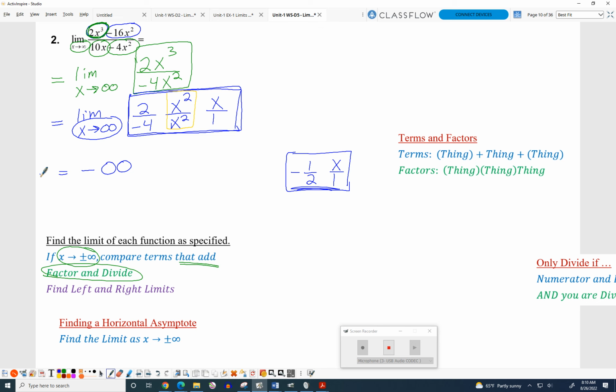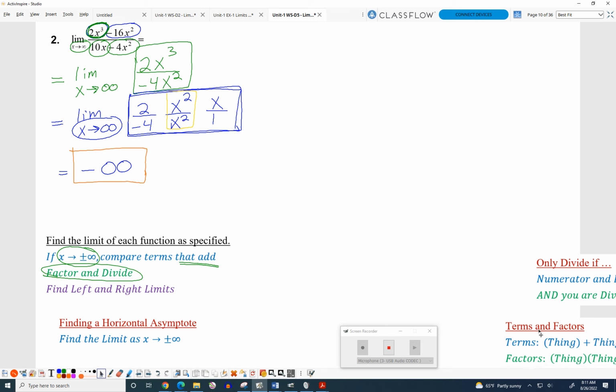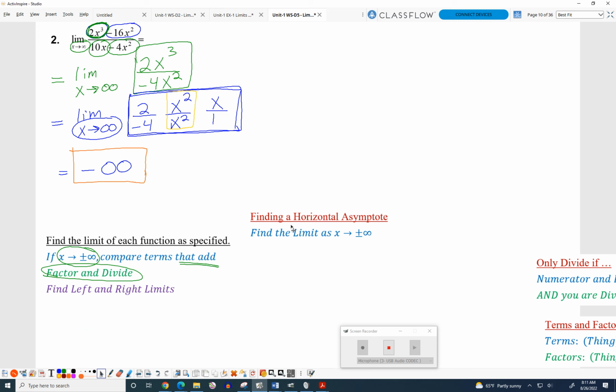Solid. Okay, we've done the first part of the problem. We found the limit they asked us to find. We still need to identify whether or not the function has horizontal asymptotes. So let's do that. You need this flashcard as well, right there. When they ask you to find a horizontal asymptote, they are asking you to find the limit as x approaches positive and negative infinity. That's what they are asking you to do.